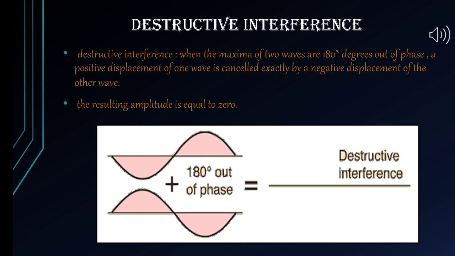Now coming to destructive interference, where the maxima of two waves are 180 degrees out of phase, so a positive displacement of one wave is cancelled exactly by a negative displacement of another wave. The resultant amplitude is equal to 0. It is 0 every time in destructive interference, as you can see in the diagram. They are 180 degrees out of phase, so the positive is cancelled by the negative, and it forms destructive interference where the resultant amplitude is equal to 0. This is the example of destructive interference.